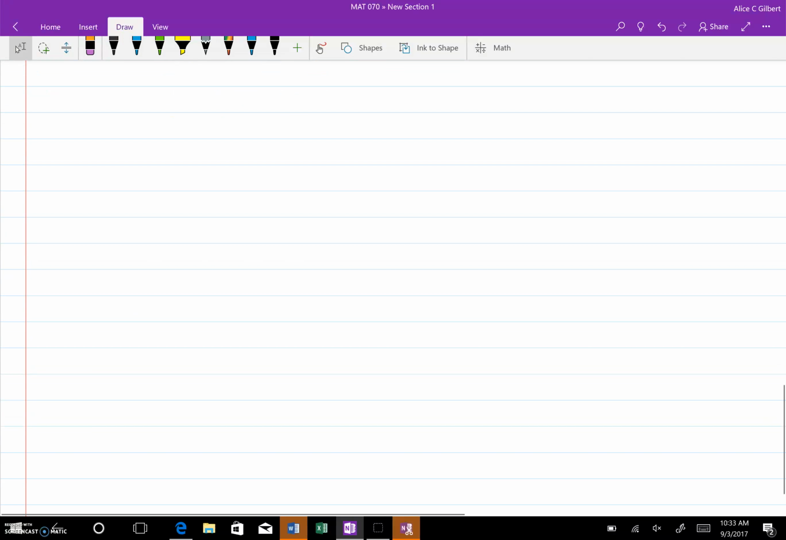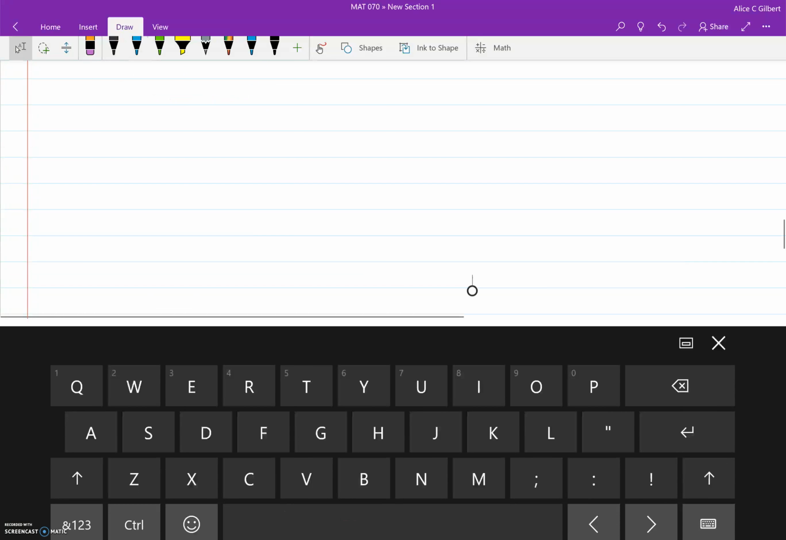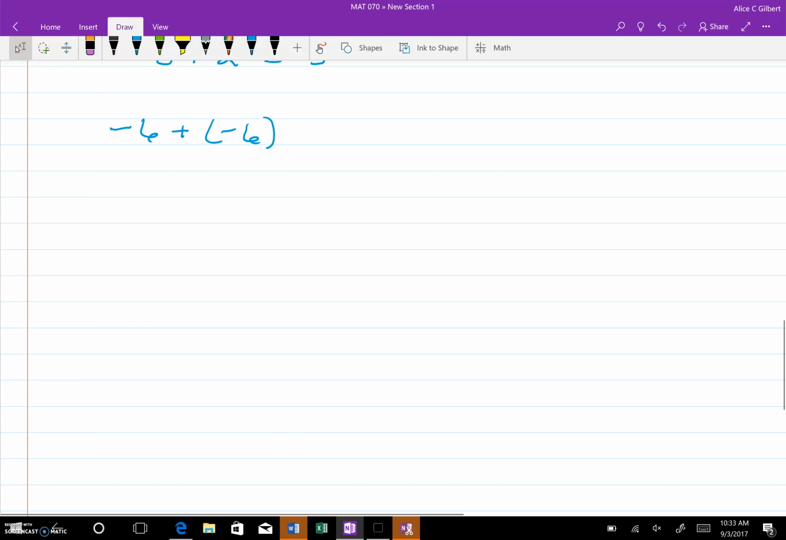So what I'm going to do right now is as many examples as I can possibly do in the time I've got left, which is 4 minutes. So let's look at -6 plus -6. The first thing I need to do here is get rid of these parentheses. A positive times a negative is negative, so I have -6 minus 6. This is an addition problem whose signs are the same, so I add the numbers and keep the sign.